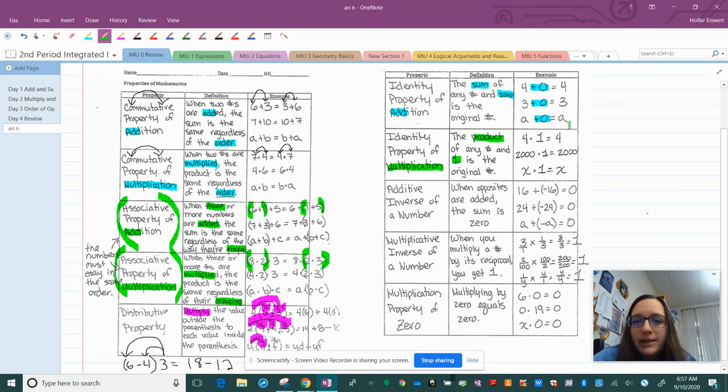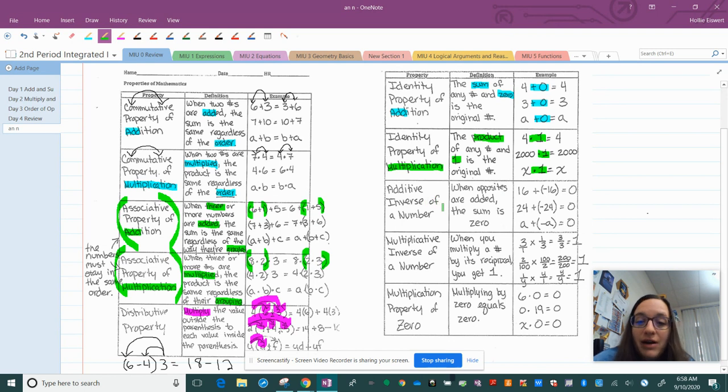So if we multiply, multiplying by 1 leaves the number as itself. So 4 times 1 is 4. 2,000 times 1, 2,000. X times 1 is just 1x. Look at that, 1x is sitting right there. X.